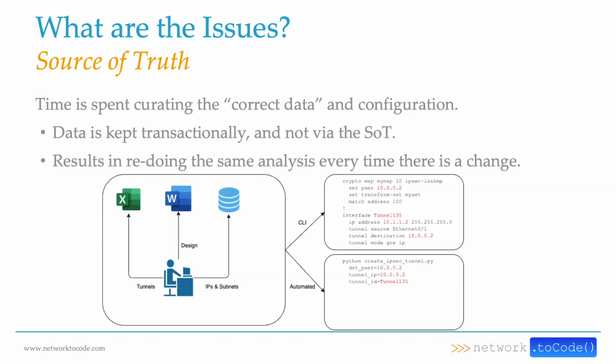And one of the reasons you have to keep doing this analysis is, where is your data stored? It's stored in spreadsheets and Word documents and databases, right? But nobody actually trusts that data, right? What do they trust? They trust the actual configuration of the device. So they get the next tunnel, they say tunnel 135 is next available, but they still go and verify anyway, right?